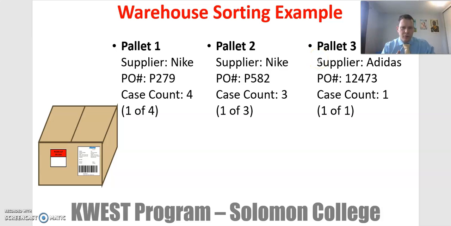And then here we'll put our third purchase order. So this one is from a different supplier. So it will say Adidas. The purchase order is 12473, and the case count is 1. So on that one unique carton or case, you'll have a 1 of 1, and you don't need to look for any other cases. And of course, it will be the master case, and will have the red and white pouch for the packing slip.